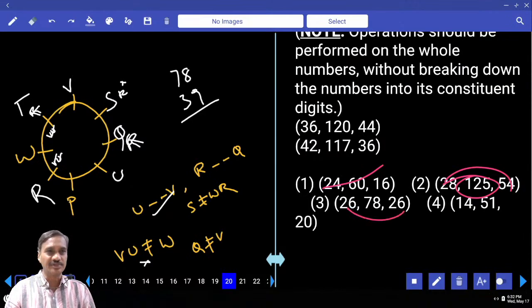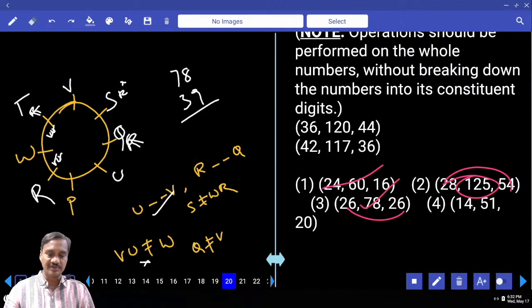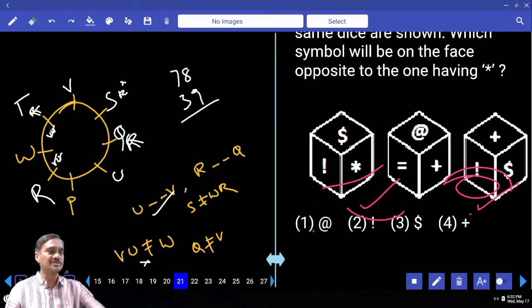Here 26 plus 26 is 52, and 52 plus 26 is 78. Now 14 plus 20 is 34. 34 divided by 2 is 17. 34 plus 17 is 51. Except choice 2, the remaining 3 are following the same pattern.